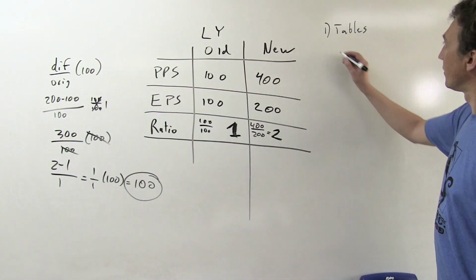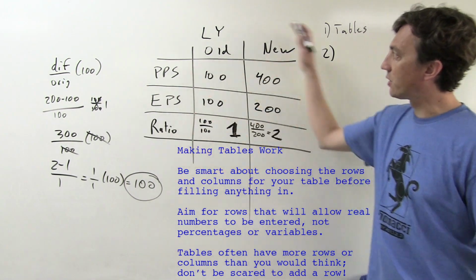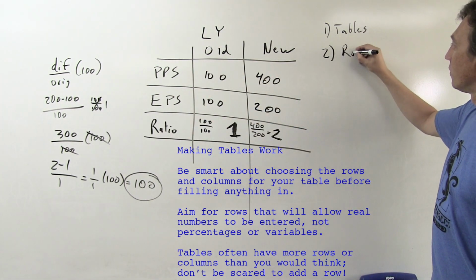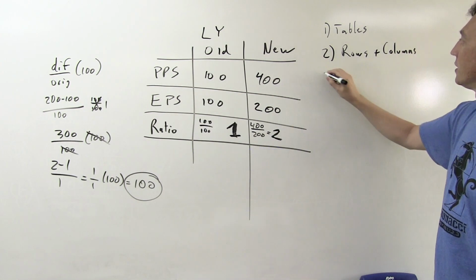Second tip, and we saw this already: get your rows and columns. Once you have a table, think about rows and columns before you put anything in.